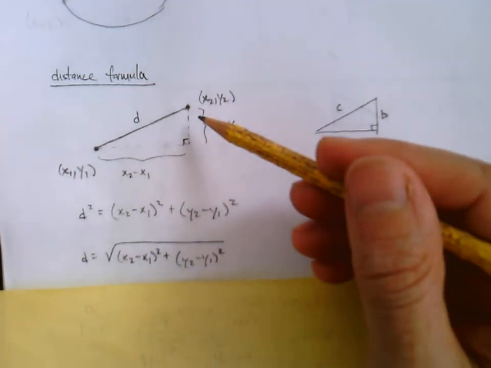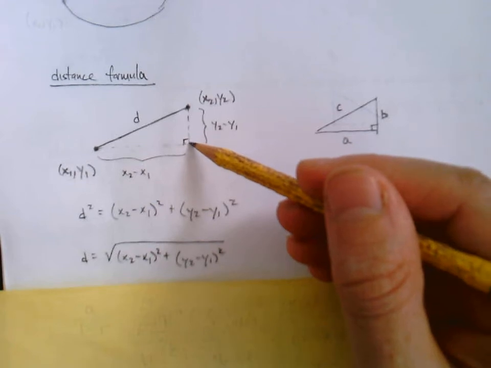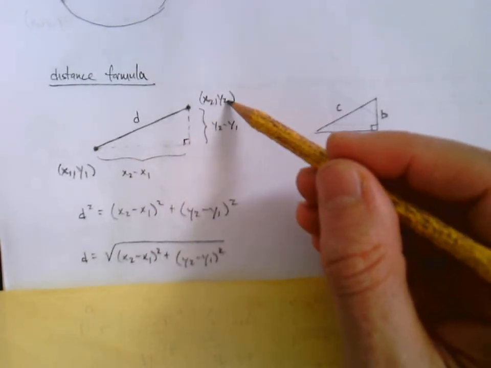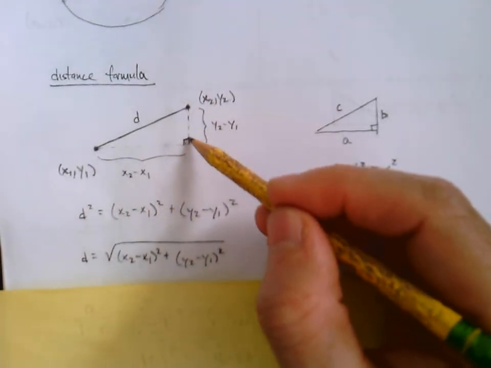Very similar for the vertical distance between them. That's the difference in the y values. If I know this y value, I can subtract this y value. That tells me the distance vertically between the points.